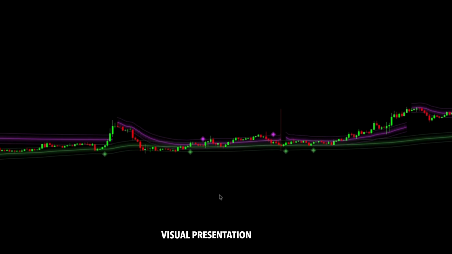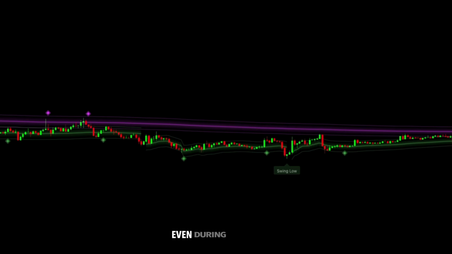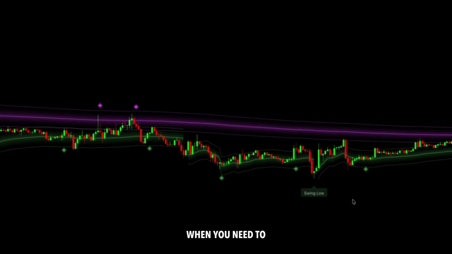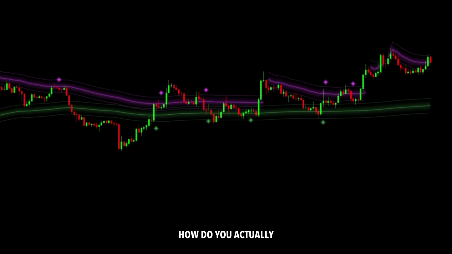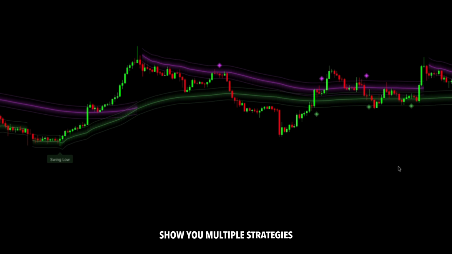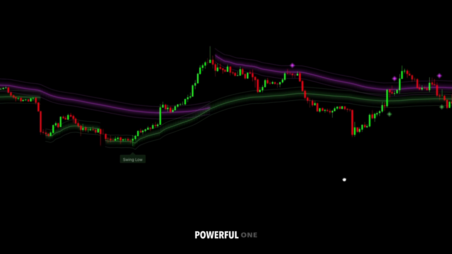This clean visual presentation makes it easy to interpret even during live market conditions when you need to make fast decisions. Now let us get into the practical stuff. How do you actually trade with this indicator? I am going to show you multiple strategies, starting with the most powerful one.